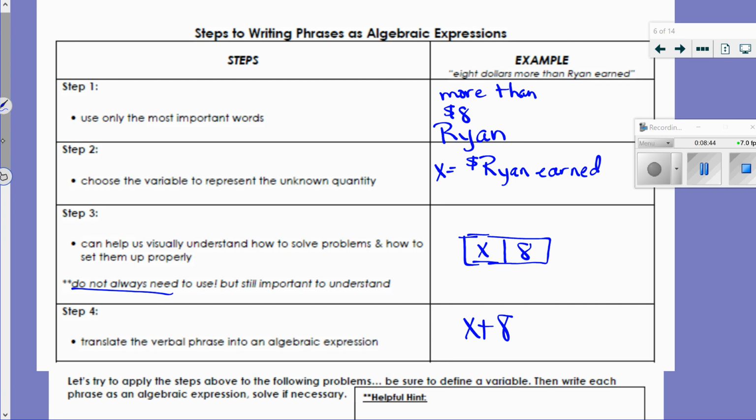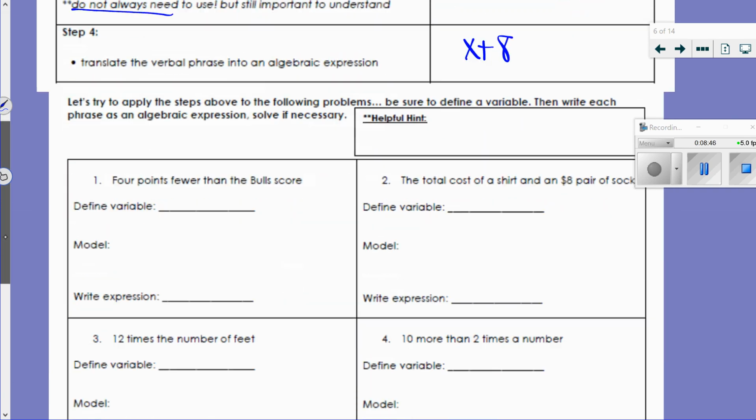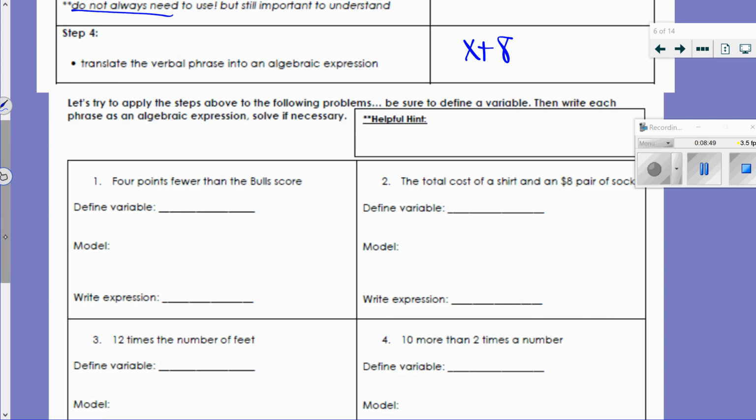Okay. We're going to give you a chance to practice this. Here's your helpful hint. Guys, touch and listen. Define your variable as fully as possible. The better you define your variable, the easier this will be. So define that variable. That's your step 2, right after you've marked your text and figured out the important words.